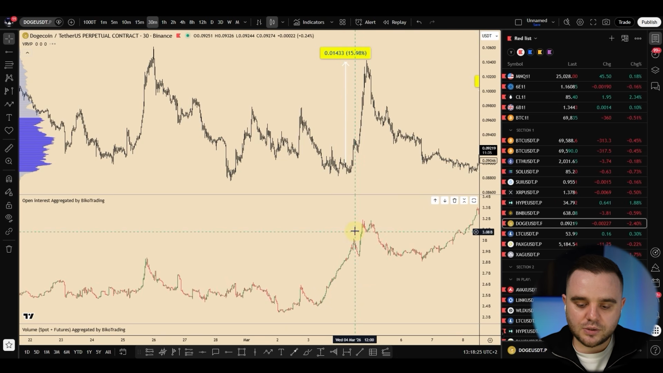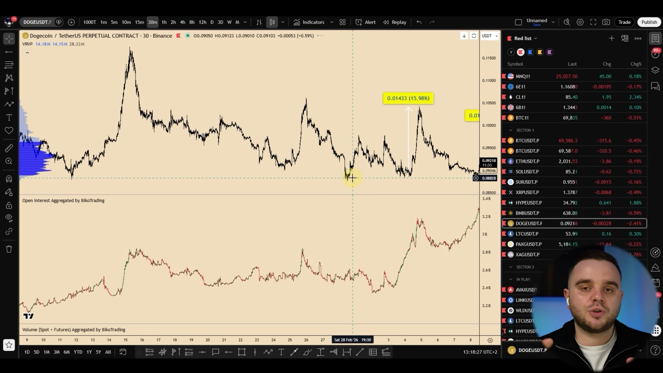Once more, why is this stuff super important? Because open interest shows us that people build positions, they open positions on exchanges, and often when it happens, there will be significant movements.